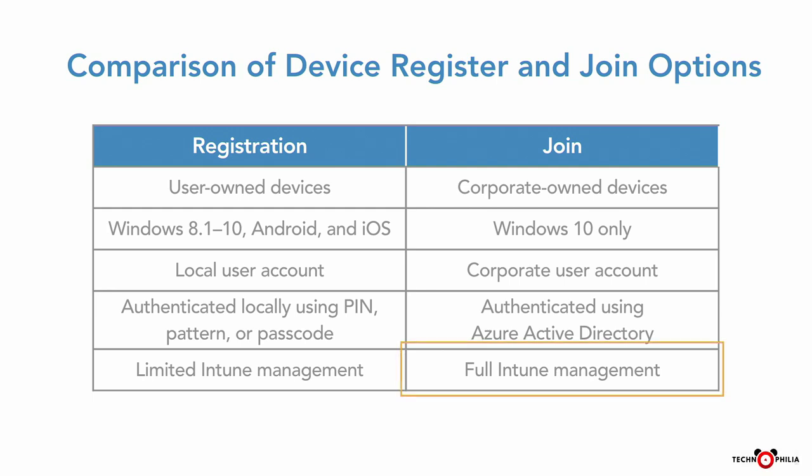The main advantage of joining rather than registering devices is that full device management by Intune is available. This means that an organization has full control over how a device is configured and protected. For example, Intune policies can be deployed to corporate joined devices to explicitly configure a device's operating system, security settings, and also to block and allow features on the device.